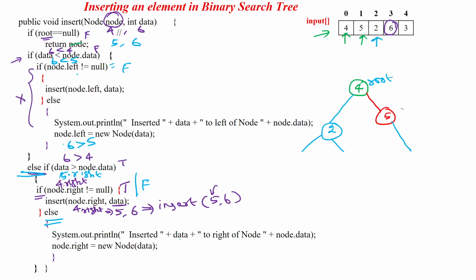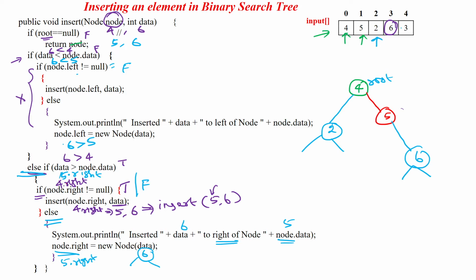In this else portion, we are going to insert the data 6 as the right node of 5. So for the 6 we are creating the node with left child and right child pointers, which is going to be added as 5 dot right. So 5 dot right will have the 6 with the left child pointer and right child pointer.